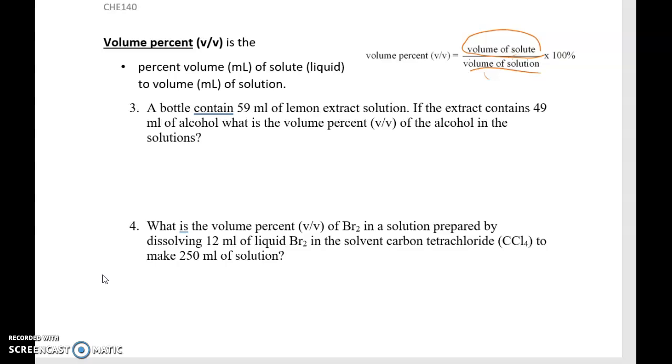So the 49 milliliters of alcohol is going to be our volume of the solute. So we'll have 49 milliliters, and we'll divide that by the volume of the solution. And we have up here 59 milliliters of solution. So we'll put the 59 on the bottom. We'll have to do times 100%. And we get that our lemon extract is 83% alcohol.